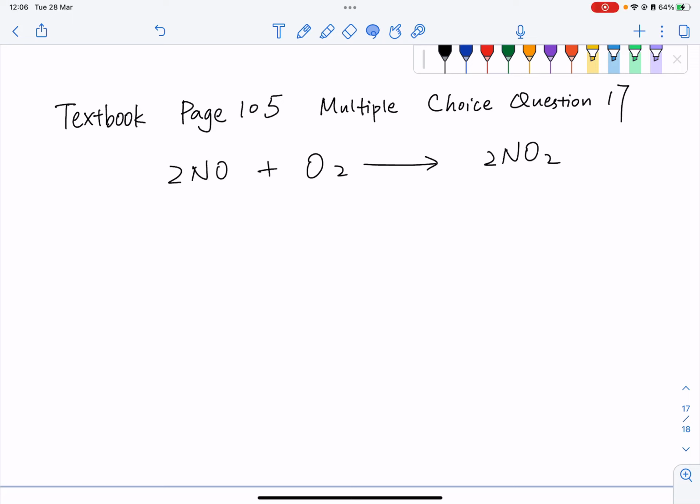Congratulations! Now it comes to page 105, the last multiple choice question 17. So here, let's take a look at the balanced equation first. It has 2NO plus O2 goes to 2NO2.